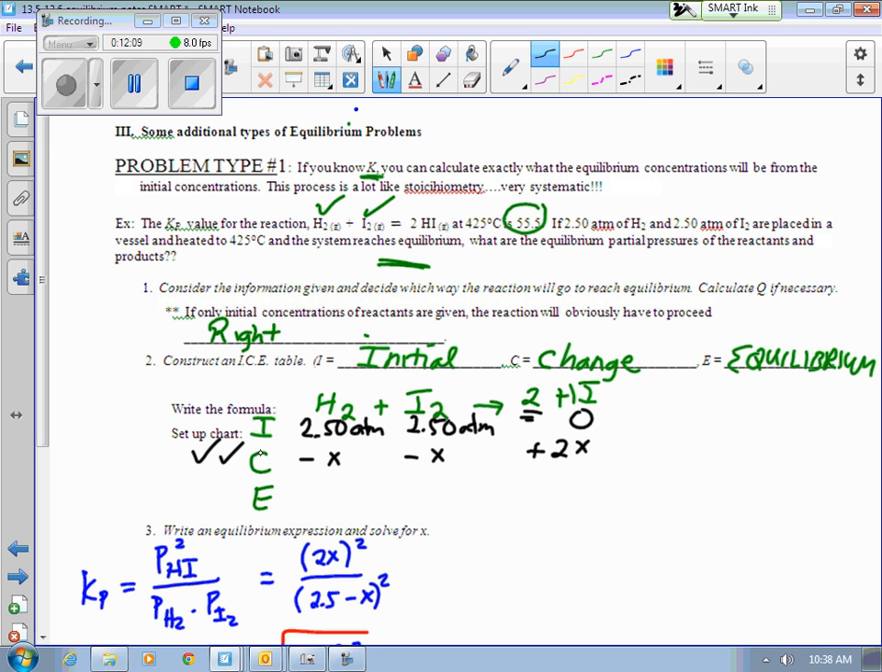Now the equilibrium value is putting these two rows together. So the equilibrium pressure for H2 is going to be whatever my initial was, minus how much it went down by.